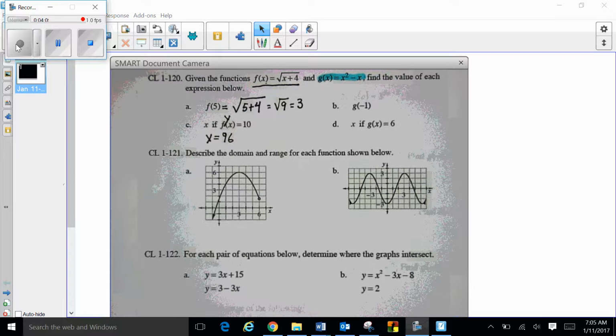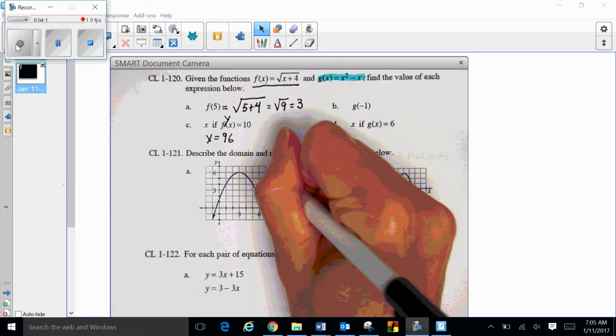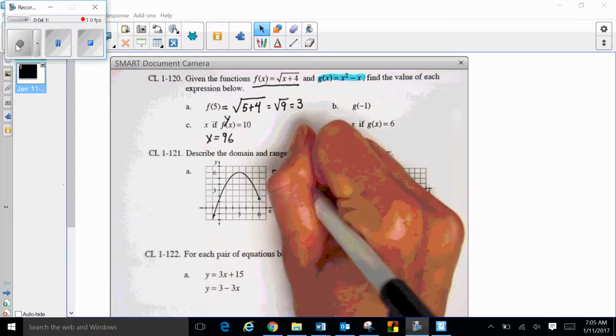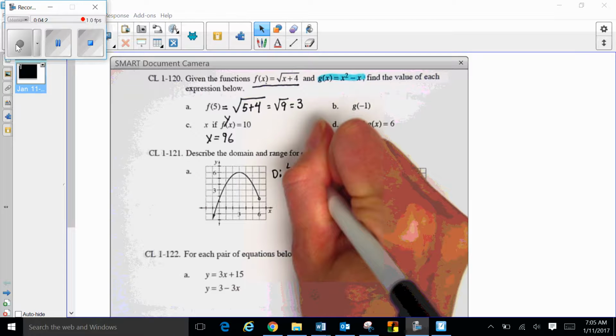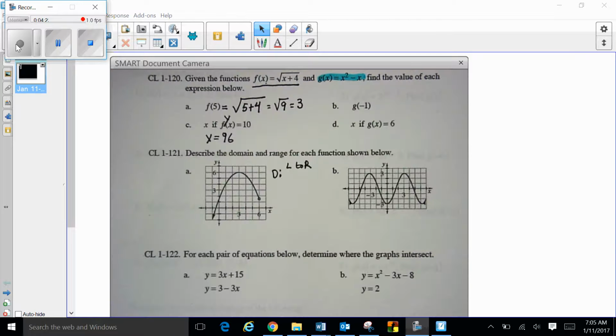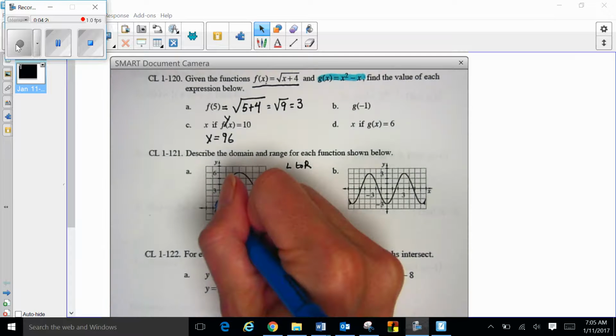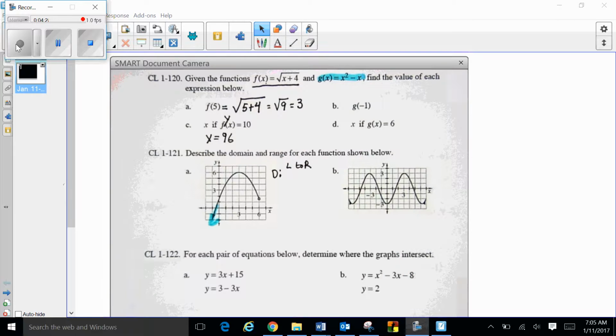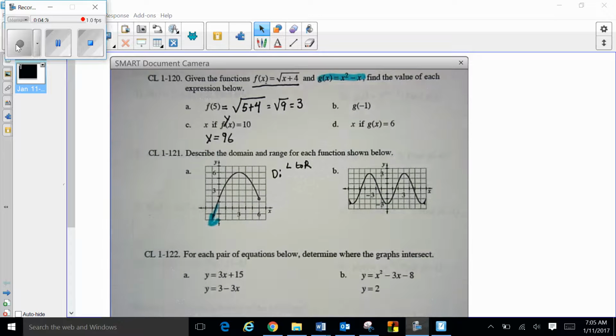We've talked much about domain and range, so if we're looking at this graph here, domain is our x values. It's left to right. We've talked about that several times now, left to right. That's not our answer, that's just a little hint. So starting at the left, it never stops, it has an arrow. So that means that it goes to negative infinity.